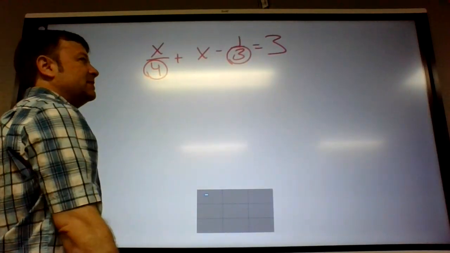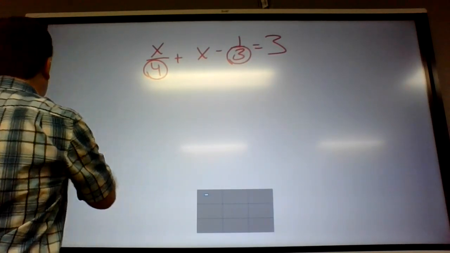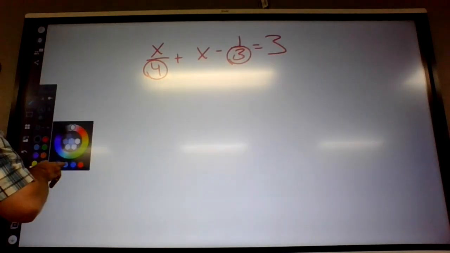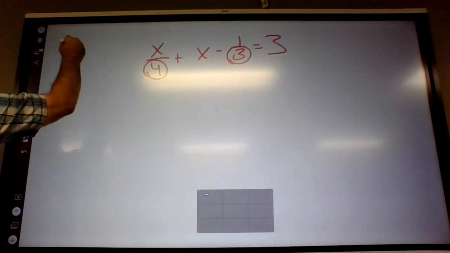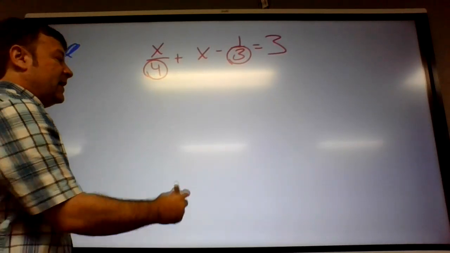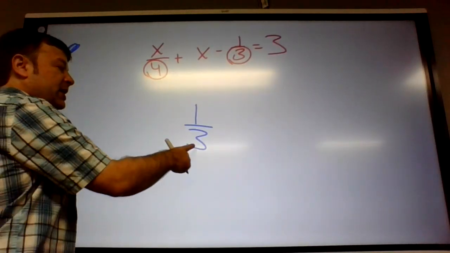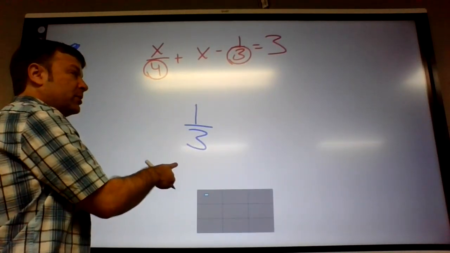Common. Well, you could add them together with a common denominator. That's not what we're going to do today. What we are going to do is eliminate the fractions. Okay. So if I have like say 1/3, how would I eliminate the fraction? How would I turn this into a whole number instead of a fraction?